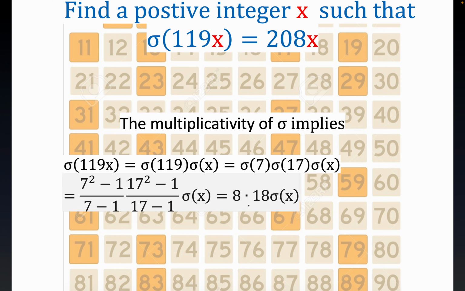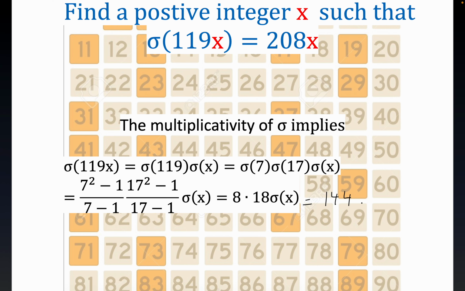So what you get right here is 8 times 18 when you do that, and you guys can verify that. 17 squared is 289, minus 1 is 288, divided by 16 would be the 18 that you see right here. Now, this is equal to 144. 8 times 18 is 144, right? Times sigma of x. Now, we are trying to find x, right? So this is sigma of x right here. But notice this is equal to, from our given, 208x. So let's just write it over here.